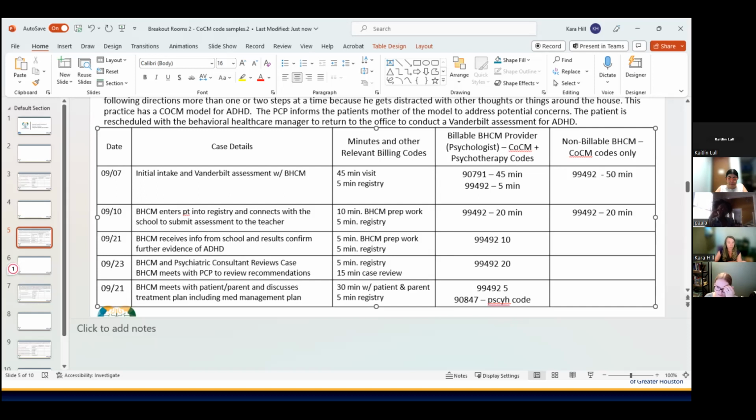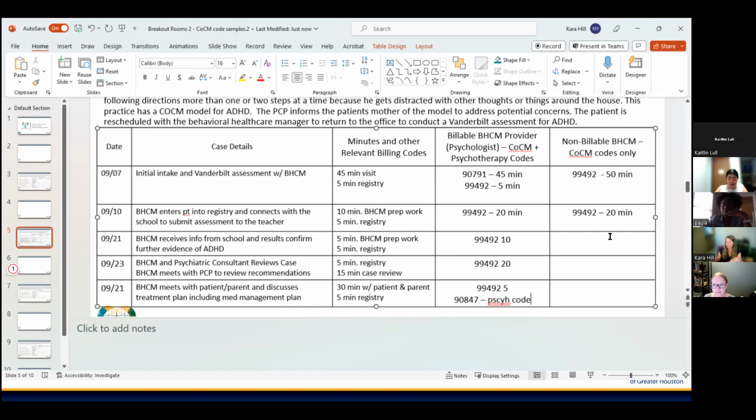So you can charge your full 60 minutes for your CoCM codes, and then you can charge on top of that the 45 minutes of 90791 and the 30 minutes of 90847, right?